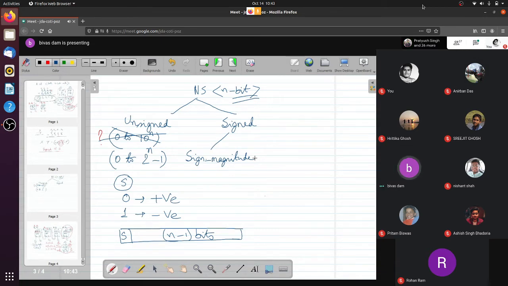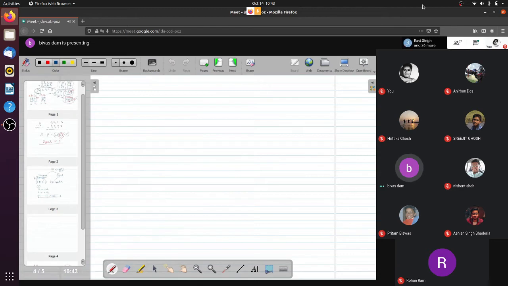So now let us consider one situation where I have a 6-bit sign magnitude number system. Sign mag means sign magnitude number system. Using the 6-bit sign magnitude number system, I need to represent plus 14. What is the representation? Tell me.